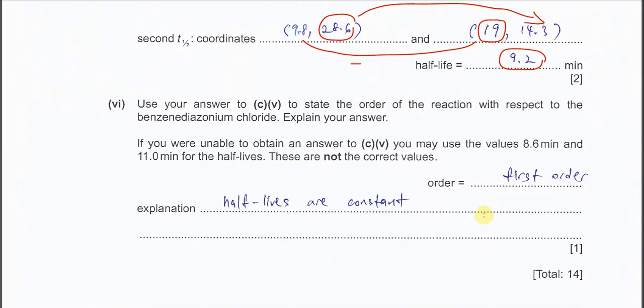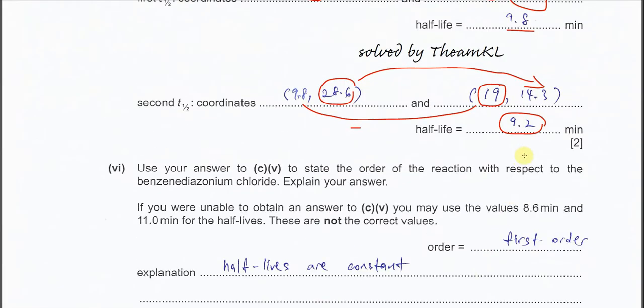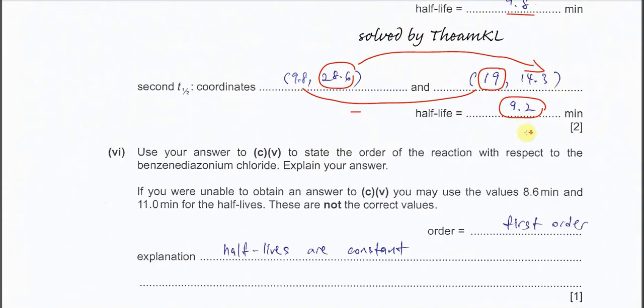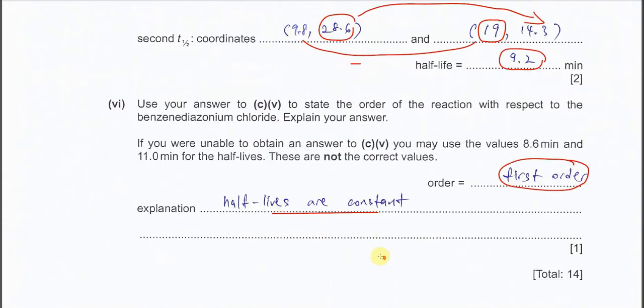Okay, the last part. Use your answer to part 5 to state the order of the reaction with respect to the benzene diazonium chloride. Because the half-lives are quite close, about 9 point something minutes, we can say they are constant. So it is first order, and the explanation is just that the half-lives are constant. Okay, that's all. Thank you.